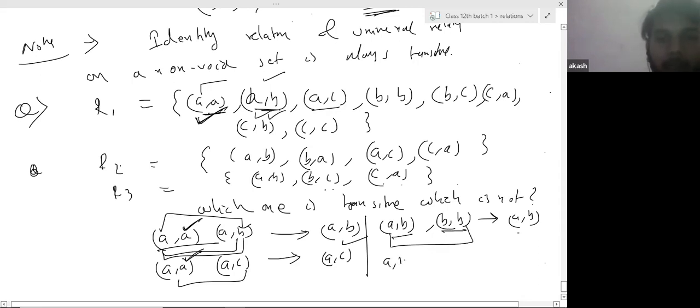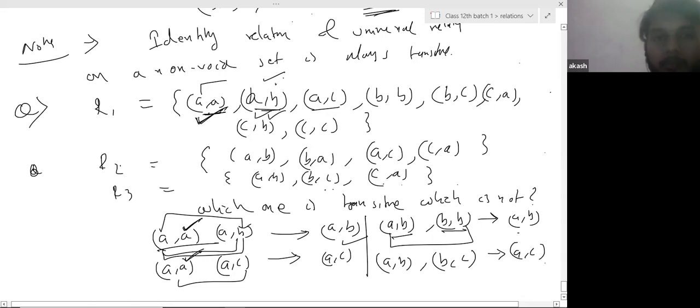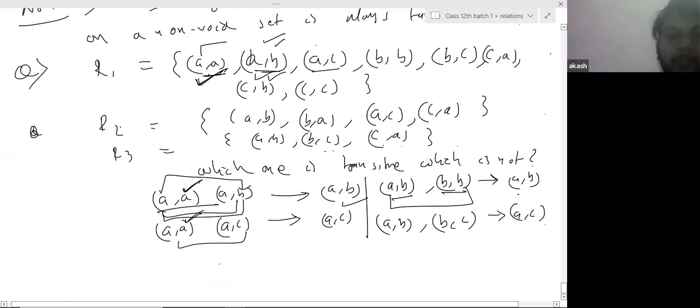All right, A comma B is there, B comma C is there, so A comma C must be there. Is this clear, Kulsum? Yes, sir, it's clear now. All right, now no element starts with B, so let's move on to the third element, A comma C.